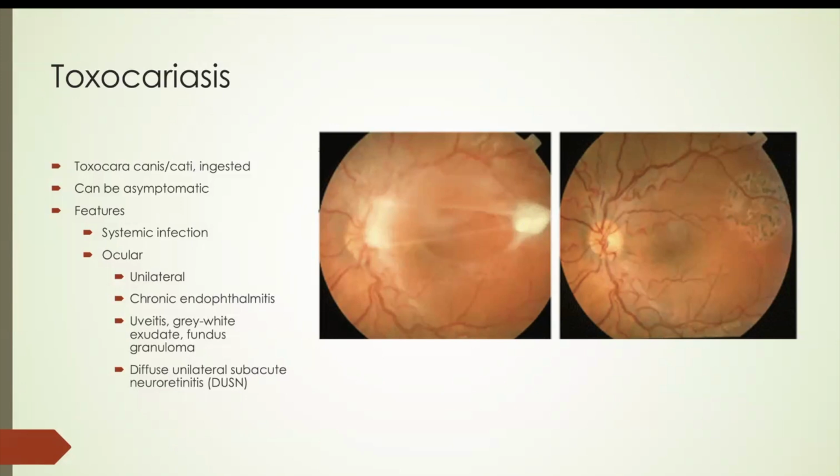It can be asymptomatic depending on where the lesions are. Or you can have this sort of chronic endophthalmitis, these gray white exudates. You can actually even have a granulomatous growth in the posterior segment, and then you get this diffuse unilateral subacute neuroretinitis, which I'll talk about specifically later down the line. But these pictures show you what toxocariasis can look like.